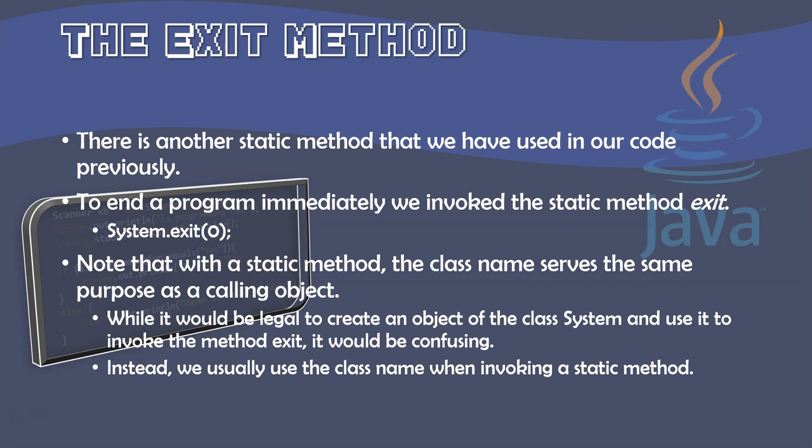Now note that with a static method, the class name serves the same purpose as the calling object. So I didn't have to create a System object. Of course, we could create an object of the class System and use it to invoke the method exit, but this would be a little confusing, and sometimes having something like this is a lot simpler. So a lot of times we'll say, use the class name and then invoke the method. But remember, you can only do this if it is a static method.